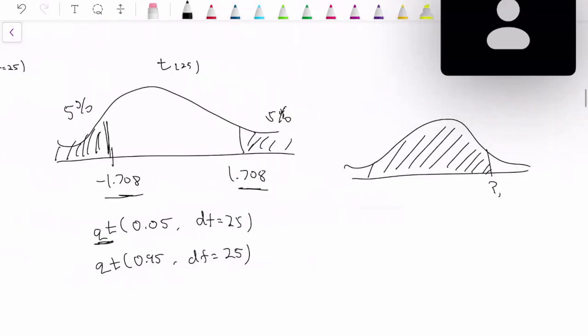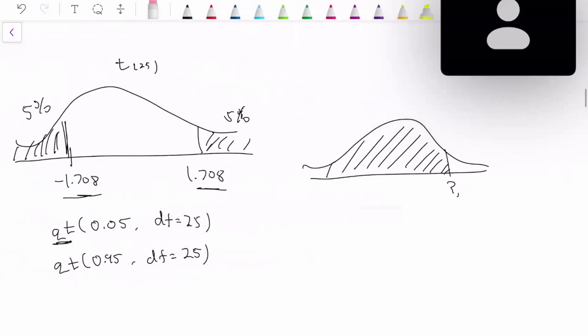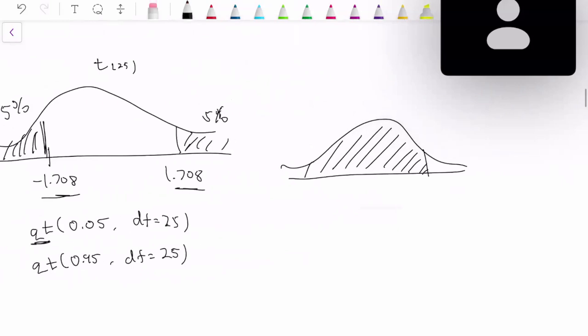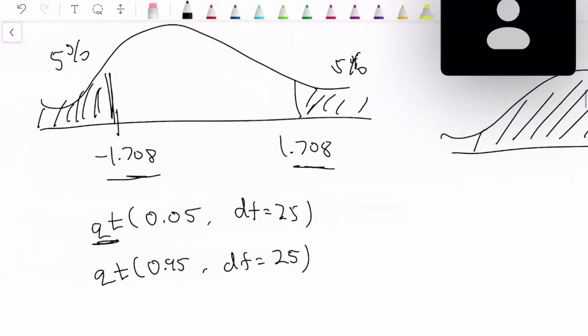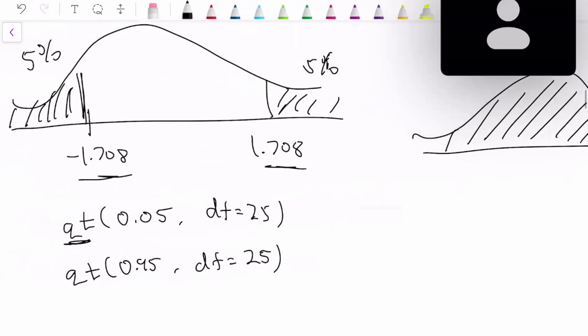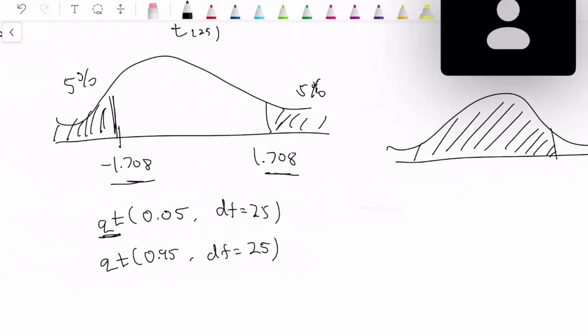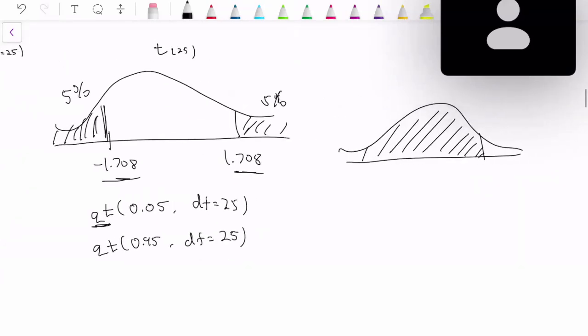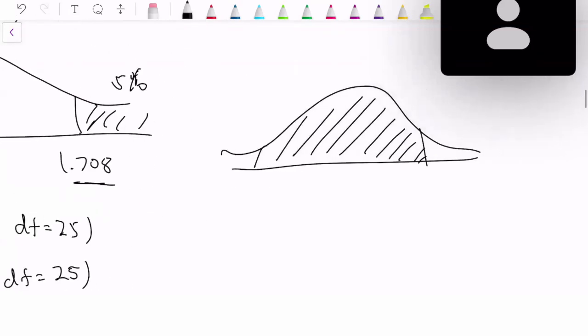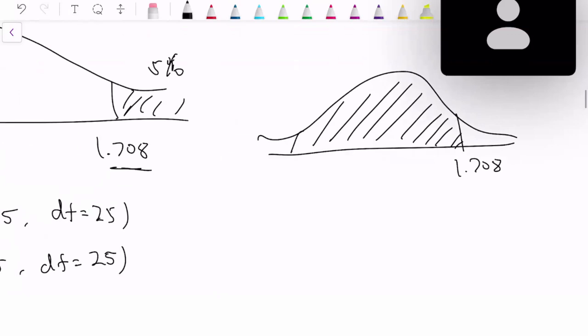oh wait, this is for probability. My bad. Yeah, so if you do 0.05, it'll give you the left side where 5% of the distribution is covered. And then if you do 0.95, this is where 95% of the distribution is covered. And that's 1.708.